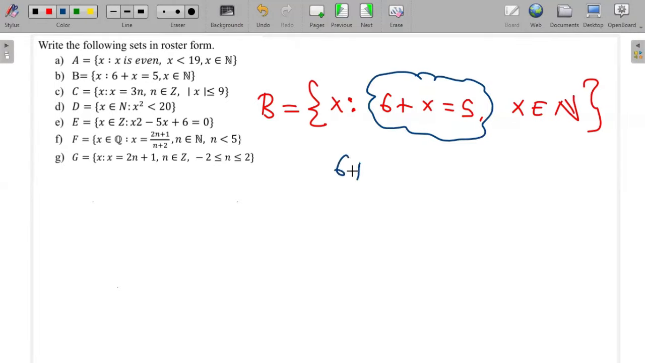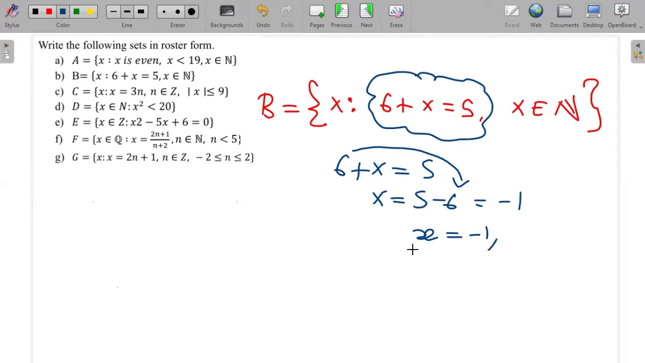So 6 plus x is equal to 5. And then let me solve for x. So x is actually equal to 5, and then this 6 goes to the other side like that. So that is minus 6. This will be equal to minus 1. So this description here gives me that x is equal to minus 1. But another condition in this description said that x is a natural number.